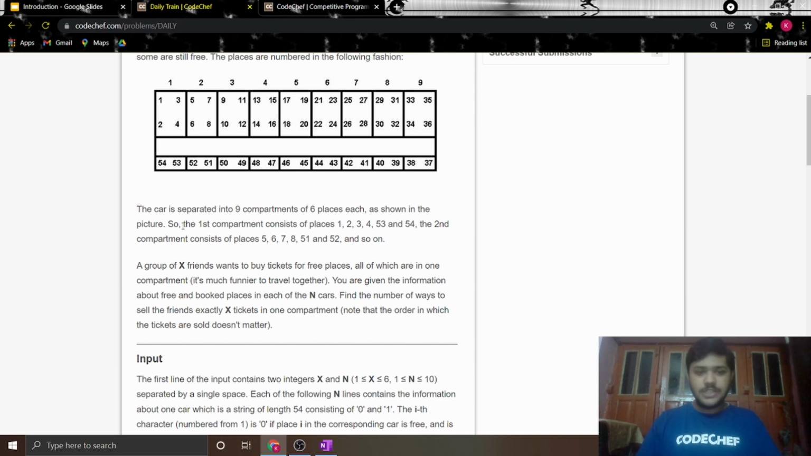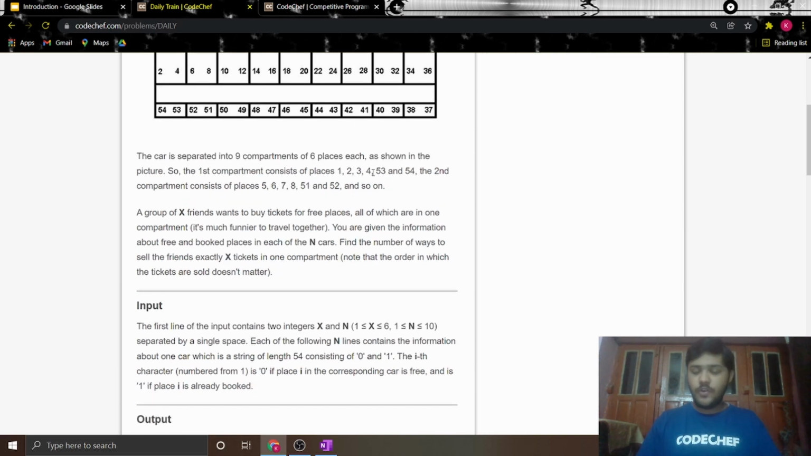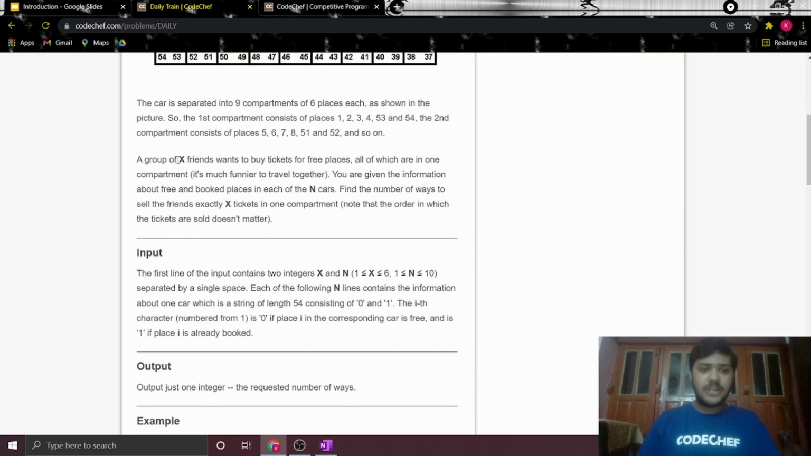So the first compartment consists of places 1, 2, 3, 4, 53 and 54. The second compartment consists of places 5, 6, 7, 8, 51 and 52, and so on. A group of X friends wants to buy tickets for free places. We can only buy tickets for free places, because a place in a train can either be occupied or free. We can only buy tickets for free places, all of which are in one compartment.